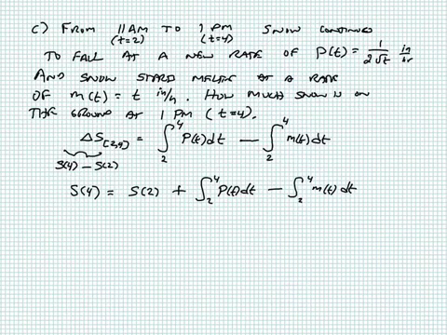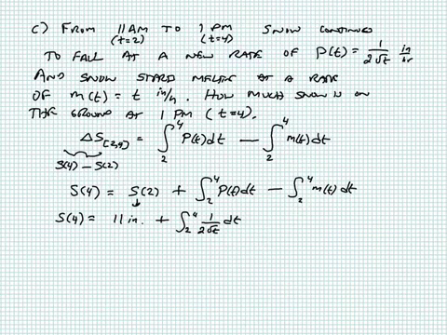So the amount of snow on the ground at 1 p.m. is going to be equal to the amount of snow that was already on the ground at 11 a.m., which we calculated to be 11 inches in the last problem, plus the integral from 2 to 4 of the rate of snowfall, which is 1 over 2 square root of t dt, minus the integral from 11 a.m. to 1 p.m. of the rate that the snow is melting, which is given by the equation just t dt.